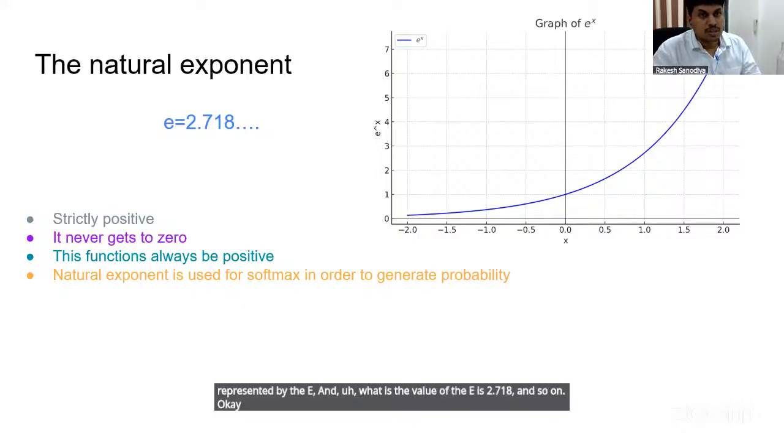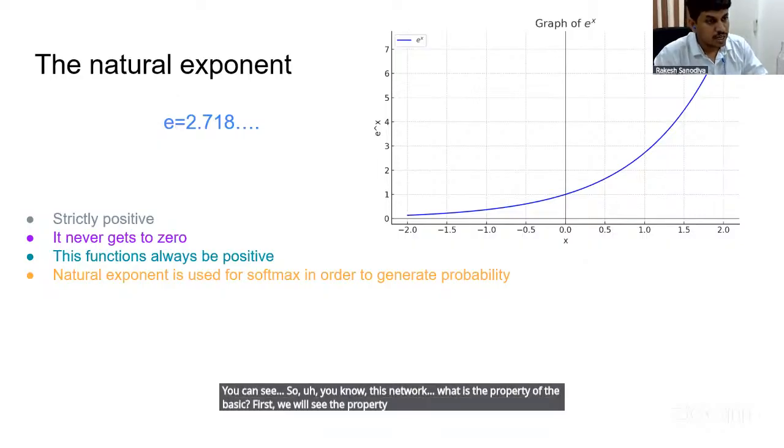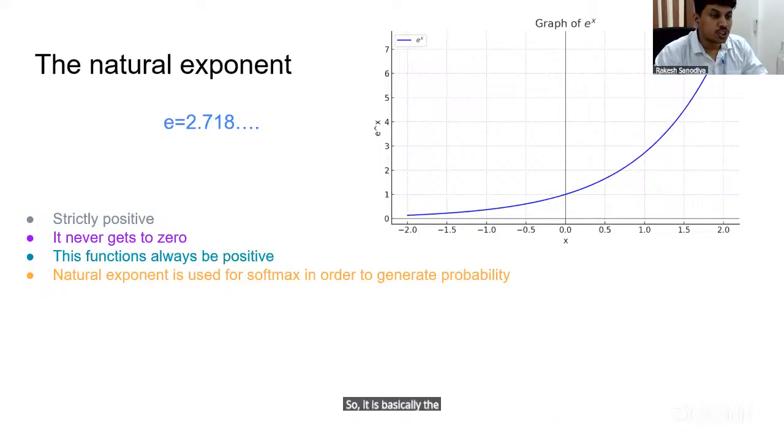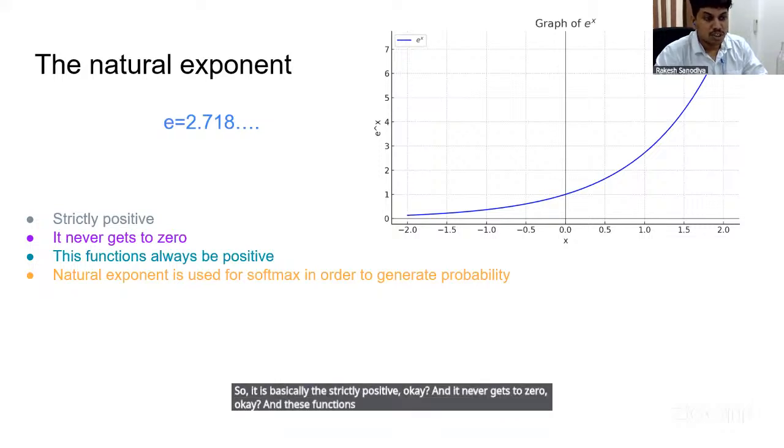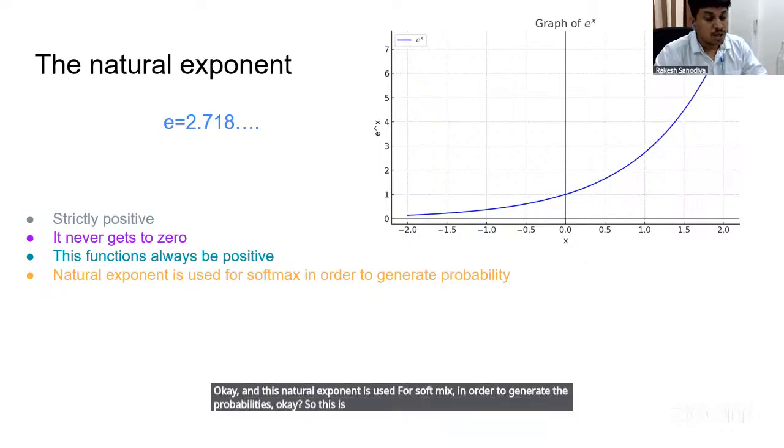Okay, so here first we will see the property of the natural exponent. It is strictly positive, and it never gets to 0. These functions are always positive. This natural exponent is used in softmax in order to generate probabilities. This is one of the most important functions, widely used in deep learning.